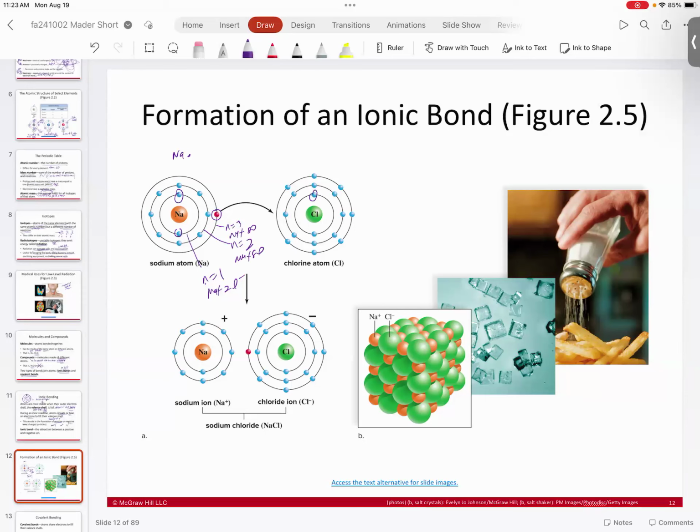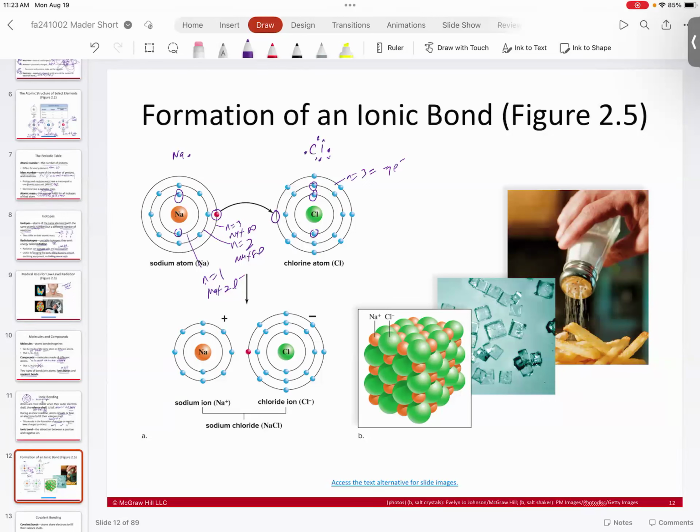So you have 2 on the inner, 8 on the next, and 7 on the outermost. So an N3 equals 7 electrons. You're 1 shy, so you've got 1 hole left. For chlorine, the electron dot diagram would be 1, 2, 3, 4, 5, 6, and then 7. And so you'd have 1 more left.